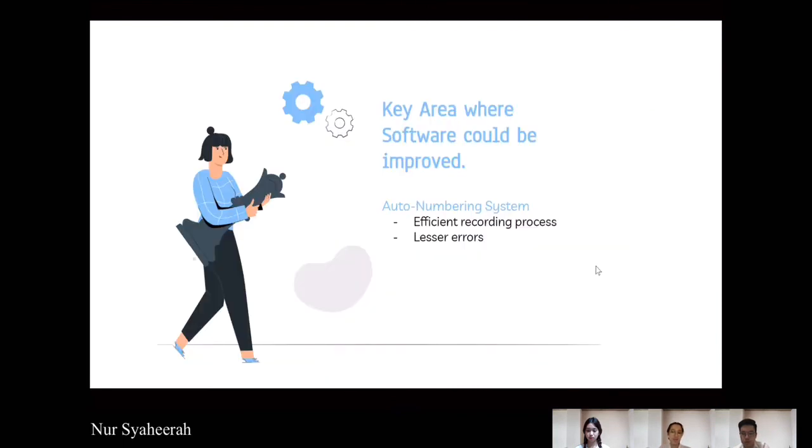By having an auto-numbering system, users can just select the account type and the software would automatically fill in the account number based on the classifications of the accounts. This would make the recording process much more efficient and allow for fewer errors.